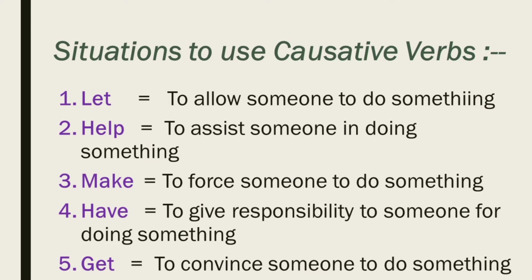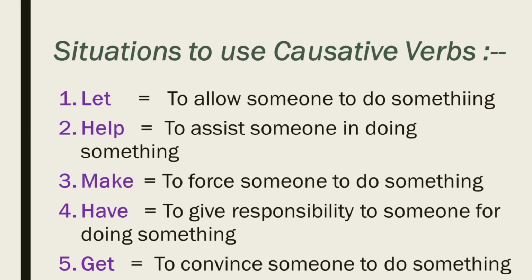जब हम किसी काम को करने में किसी की मदद करते हैं, तब हम help का यूज़ करते हैं. And we use the verb make when we force someone to do something for us. जब हम किसी काम को करवाने के लिए किसी को force करते हैं, तब हम make का यूज़ करते हैं. Next verb that we have is have. We use have when we give responsibility to someone for doing something. जब हम किसी काम को करने की responsibility किसी और को देते हैं, तब हम have का यूज़ करते हैं.